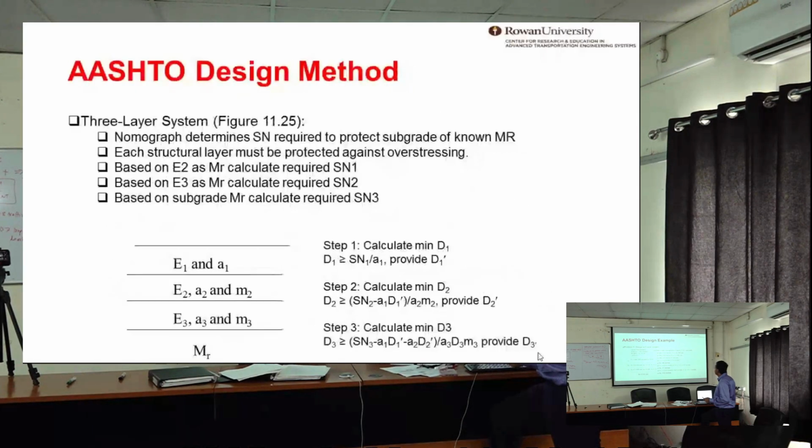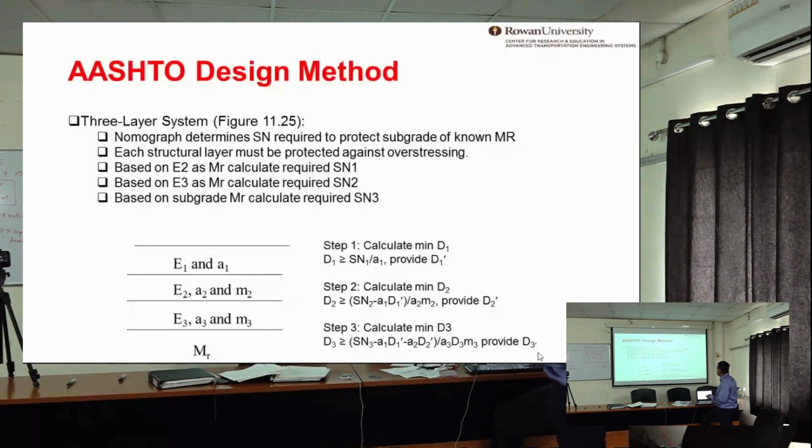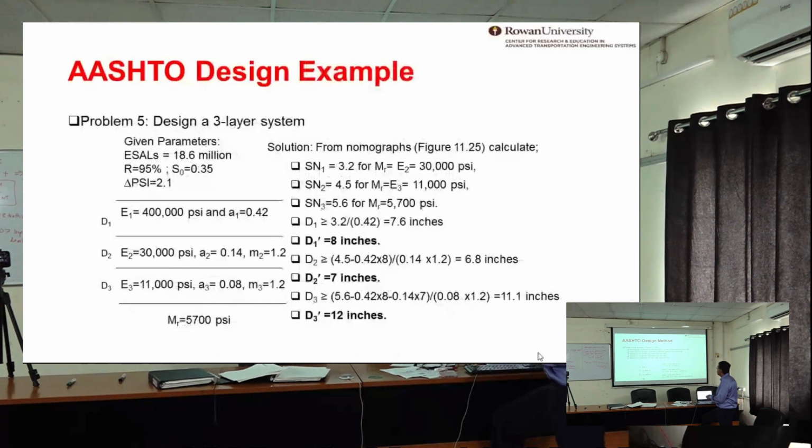And then right here, I think I covered some of this before. You start from top to bottom, right? And then you have D1, SN over A1, then D2, SN2, SN3, and these are all required. Let's go through this again. Design a 3-layer system. You have ESALs of 18 or 19 million, reliability of 95%, and S0 of 0.35. So very tight reliability. Delta PSI of 2.1.